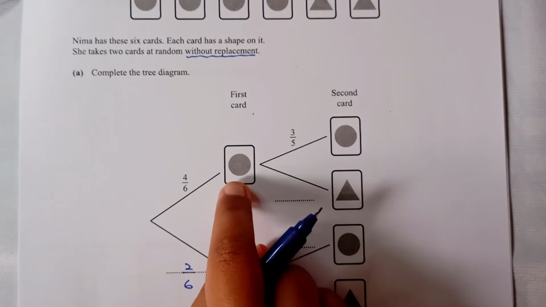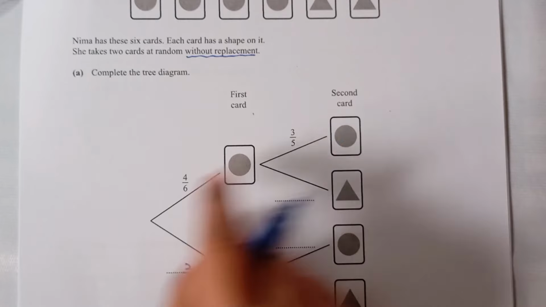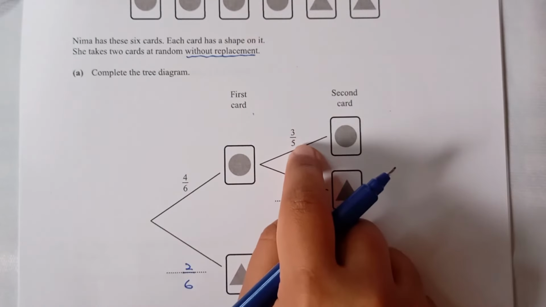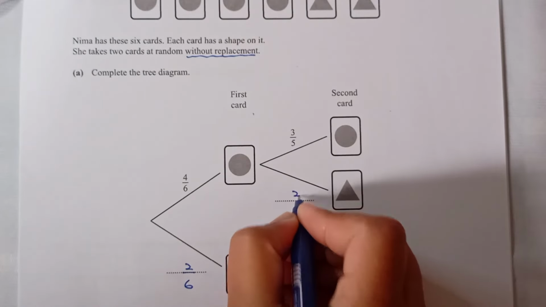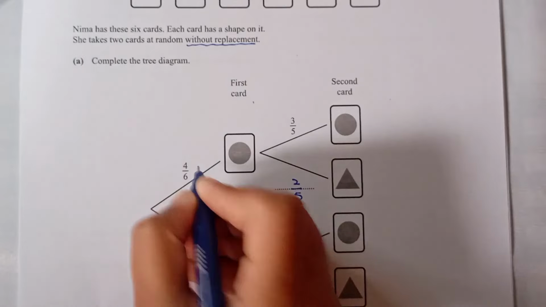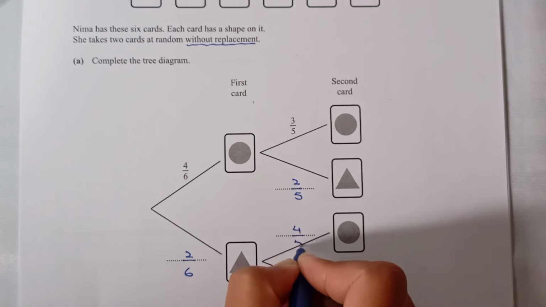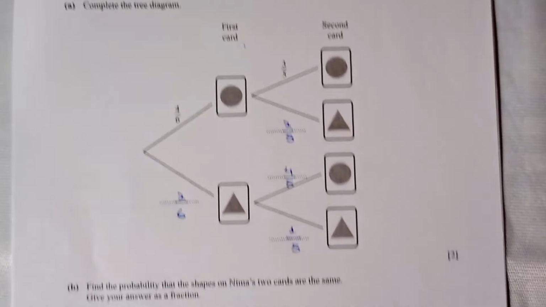Okay, so when she took the first card as circle, the second card is also circle, so 4 and then 3, and the total would be 5. And then circle and then triangle, this triangle stays the same, 2 out of 5. And for triangle and circle, circles are the same, 4 out of 5. And she took a triangle, so one triangle is left out of 5. So 1 out of 5.